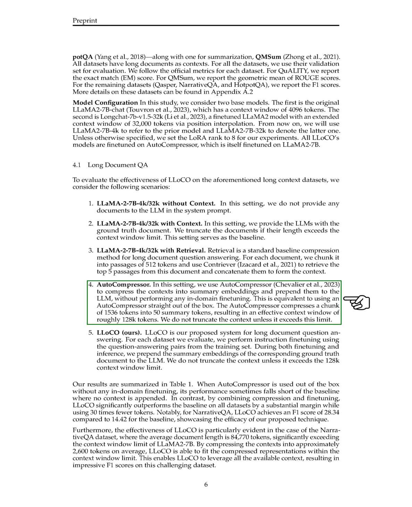We also consider a scenario where we employ AutoCompressor to compress the contexts into summary embeddings and prepend them to the LLM without in-domain fine-tuning. The AutoCompressor compresses 1536 tokens into 50 summary tokens, effectively creating a context window of around 128K tokens.